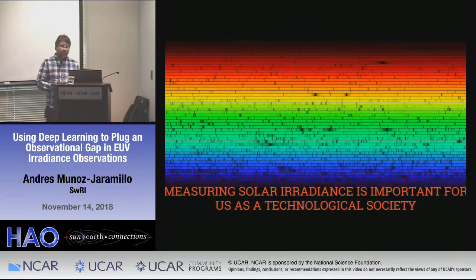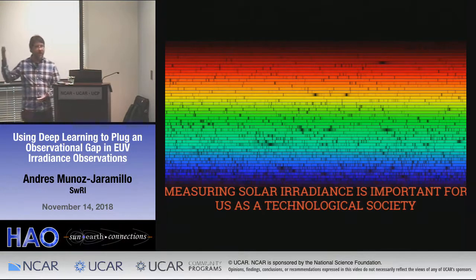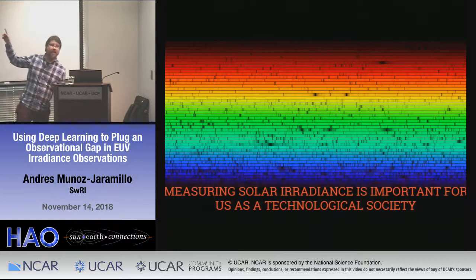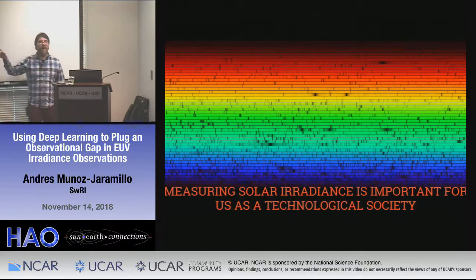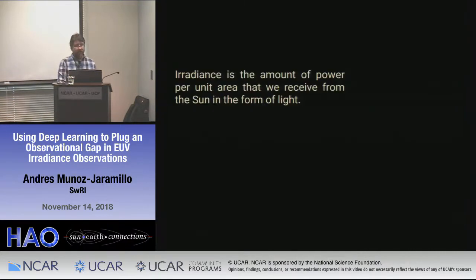So to begin with, the first part, measuring the solar irradiance, is important for us as a technological society. I want to start with one of my favorite images ever, which is the solar spectrum. And I believe it's measured on the ground. Does anyone know if this is measured on the ground? Yeah, I think it's measured on the ground. So you have here also the absorption lines of our atmosphere. It's a really beautiful thing.